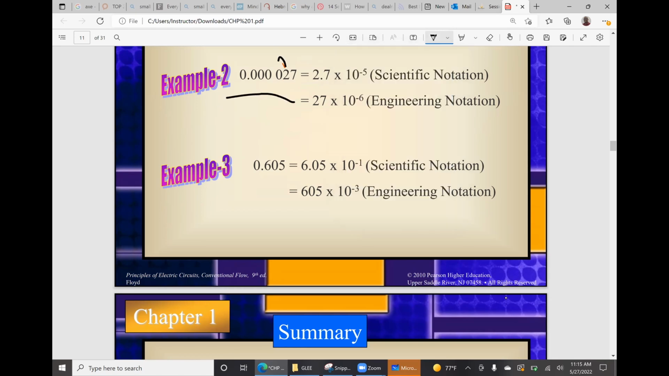All right, and now for engineering notation, since we only use multiples of 3, instead of having 5, we move it 1 up, and then we have minus 6. Again, another number, 0.605 times 10 to the minus 1 is going to be 6.05 times 10 to the minus 1 for scientific notation. And for engineering notation, since we use indices of 3, we make it 605 times 10 to the minus 3.